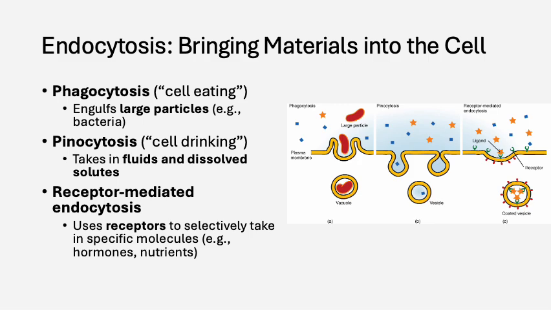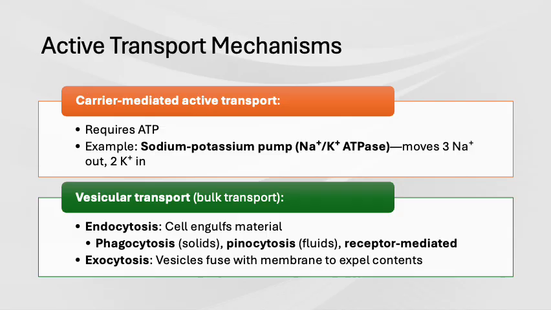Endocytosis is a form of active transport that allows cells to take in materials that are too large to pass directly through the membrane. During this process, a portion of the cell's membrane surrounds the materials and pinches off to form a vesicle inside the cell. Phagocytosis involves engulfing large particles such as bacteria, while pinocytosis brings in fluids and dissolved substances. Receptor-mediated endocytosis allows cells to selectively take in specific molecules based on receptor binding.